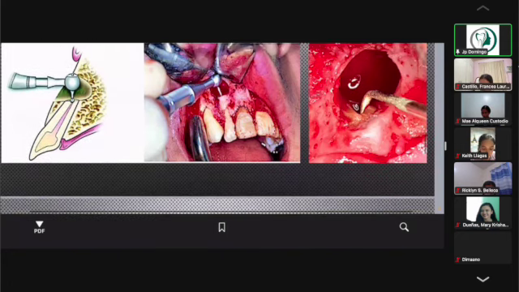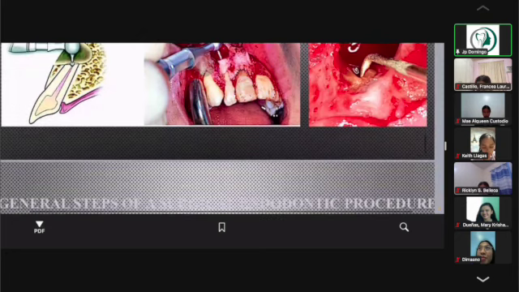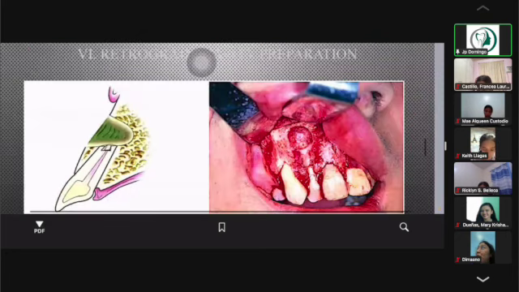Okay, ito na tayo. This is the retrograde preparation. So ideally, retrograde cavity preparation is a class 1 cavity prep with a depth of around 2 to 3 millimeters into the root dentine. And then the cavity walls should be parallel with the anatomic outline of the root canal space. And there must be adequate retention for the root filling material. Para kang nag-class 1.